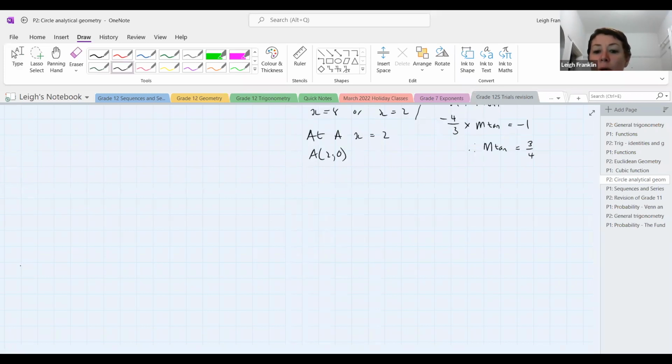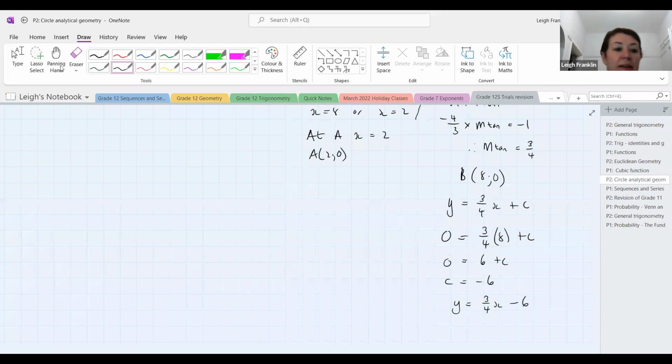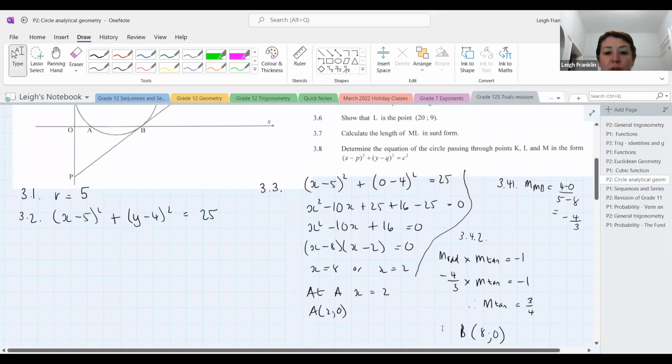All right, so because it goes through B, the coordinates are (8, 0), we can now sub into y = mx + c. So 3/4 x + c, subbing our x, subbing our y. And 3/4 of 8 would obviously be equal to 6. So I agree with you, c would be −6. Well done. Good job, everybody. Just be very careful at the end when you write your answer. What a lot of matric students do is they end up leaving the x out. So don't do that because you don't want to throw any marks away.